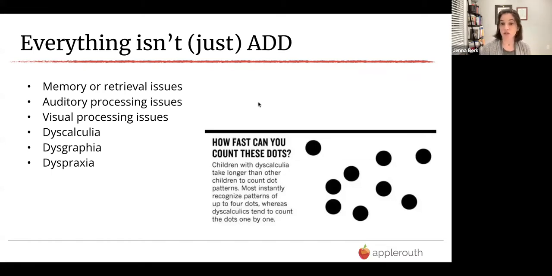Auditory processing issues, so difficulty hearing something and then encoding that information in their brain, or processing it or understanding fully what was said. Visual processing issues as well, so not being able to look at something, say a graph or a chart, and have that make sense. There's dyscalculia, which is often seen as dyslexia for numbers, which I don't think is entirely fair or accurate.